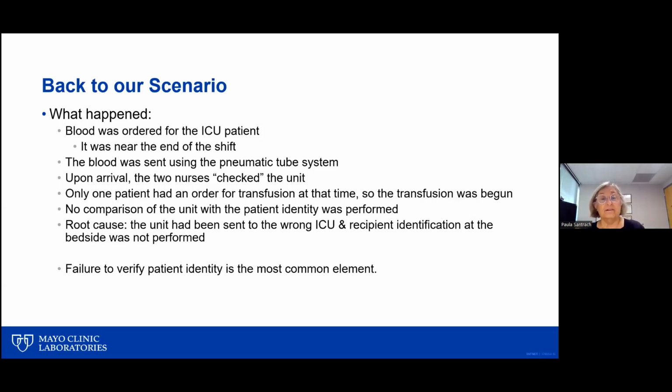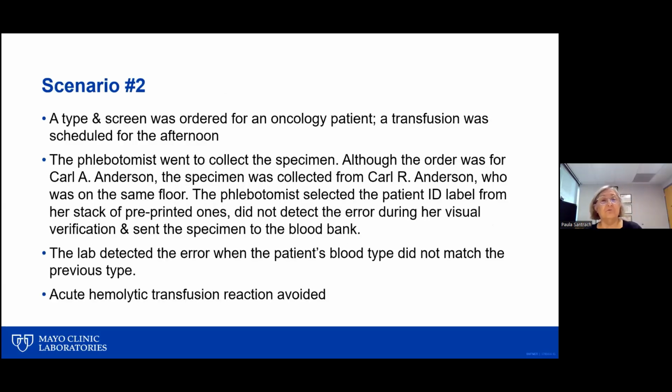And most importantly, is this the unit for this patient? Sometimes we get lost in checking this and checking that. But the most important thing of all is always checking patient identity. And when we see ABO incompatible transfusions, the most common element involved is that lack of patient identification. That's one. That's kind of the extreme example of ABO incompatibility.